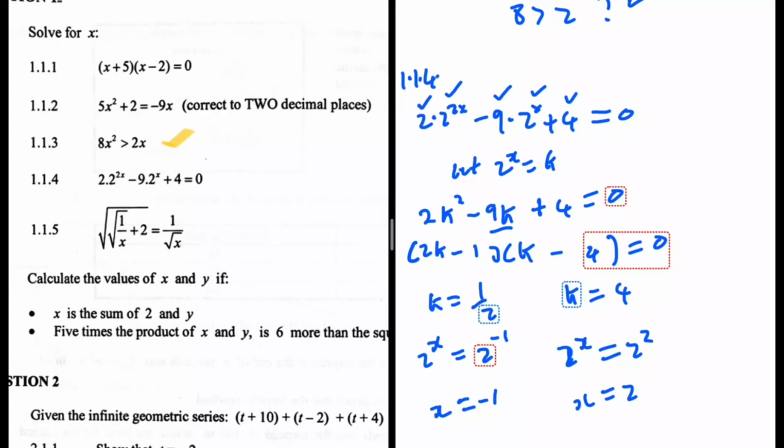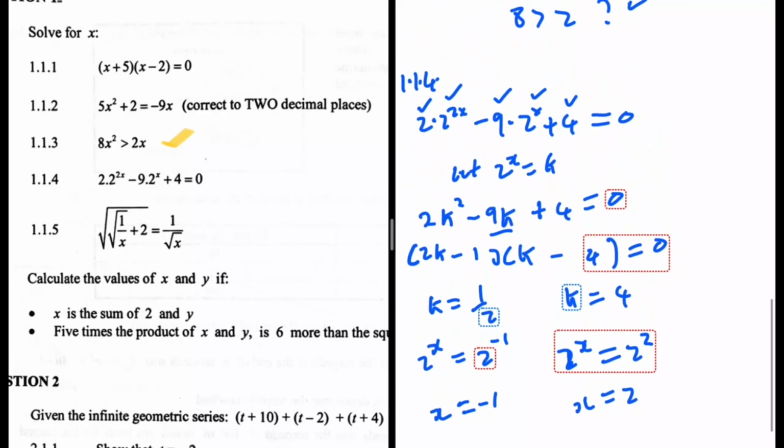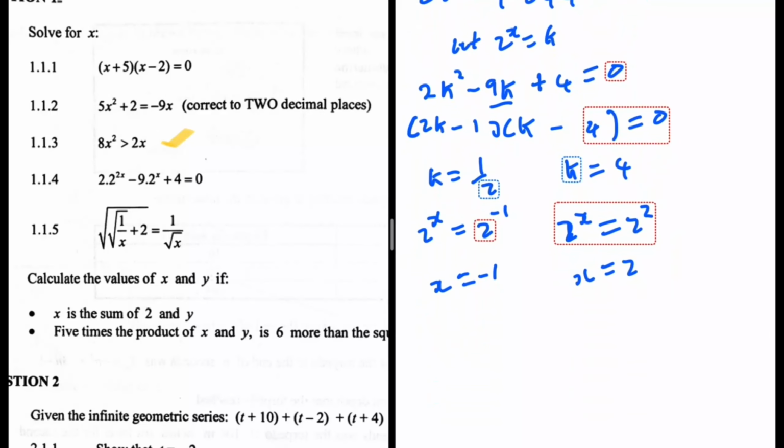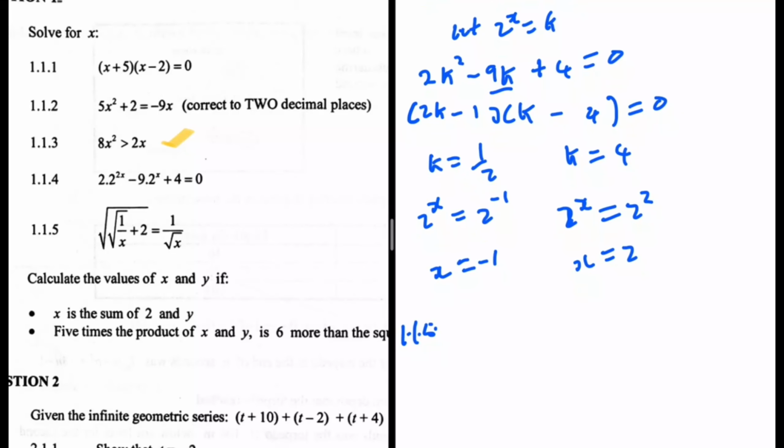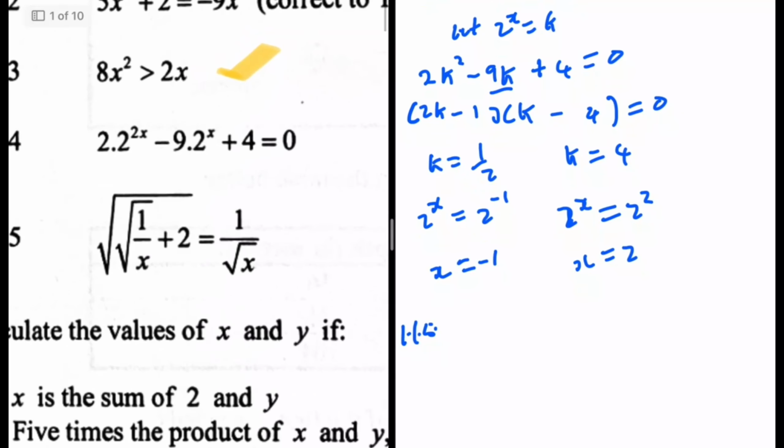Did I square anyway? No, I didn't square both sides. So I'm quite confident that both these answers will be fine. So I can proceed to 1.1.5. I was thinking that I've squared both sides, because if I square both sides, then I have to actually test and see which solution holds. So let's take a look at 1.1.5.